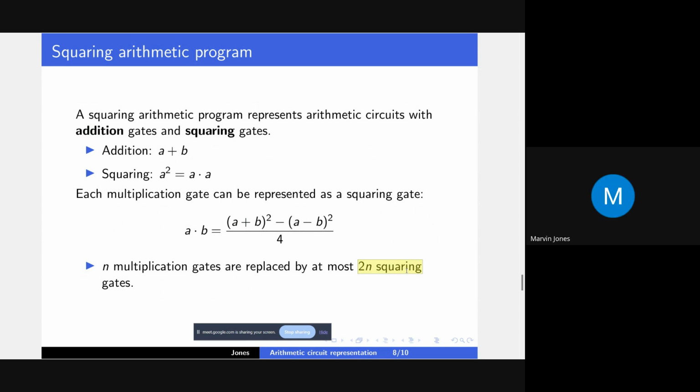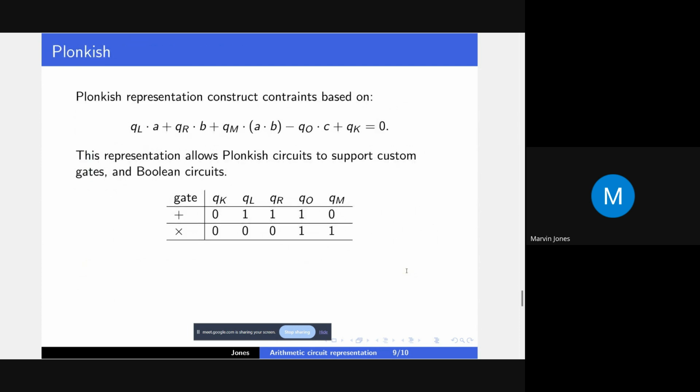Okay. And the last one we're going to talk about is probably the most popular at the moment. We'll go with second most popular. I think R1CS might still win. And that's Plonkish. Plonkish is named after Plonk.